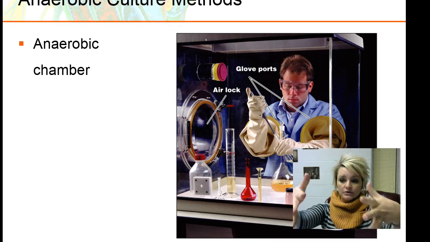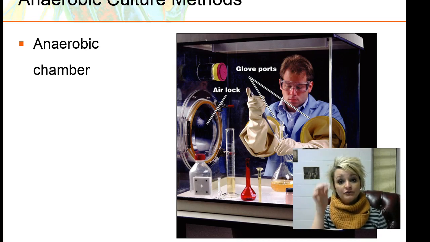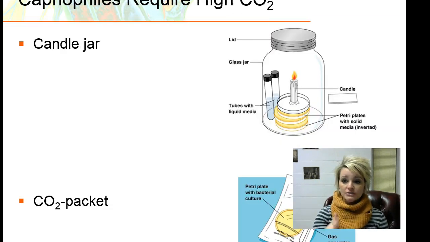And you essentially have ports for your hands to go in that is airlocked, so you never actually expose the chemicals and the microbes to the environment outside. It's always in an airproof type of chamber. You can do something very simple.